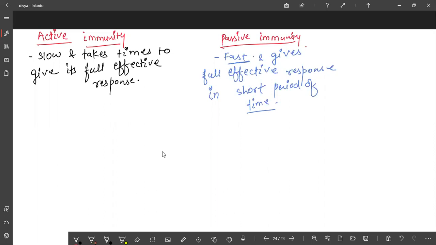Suppose one person is naturally infected by coronavirus. What will happen? The coronavirus will enter the body, an immune response will take place, and the person will start producing antibodies. In this case, active immunity is there because antibodies are produced in the patient's body. So this is natural active immunity. Active immunity and passive immunity are each classified into two types, natural and artificial. Is it clear to you?